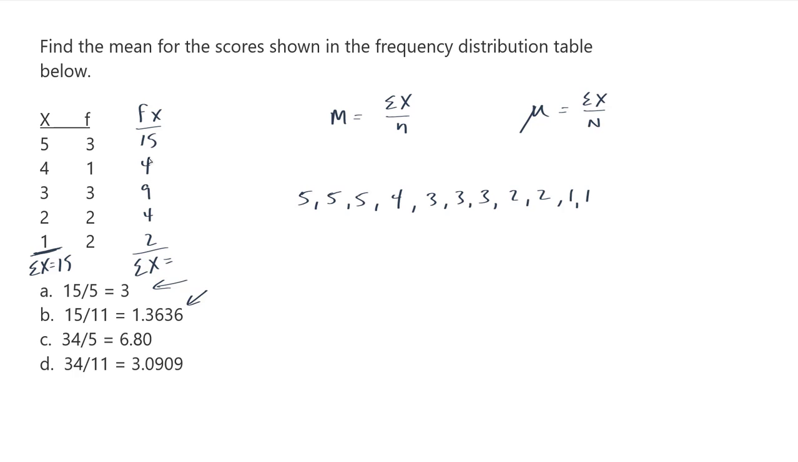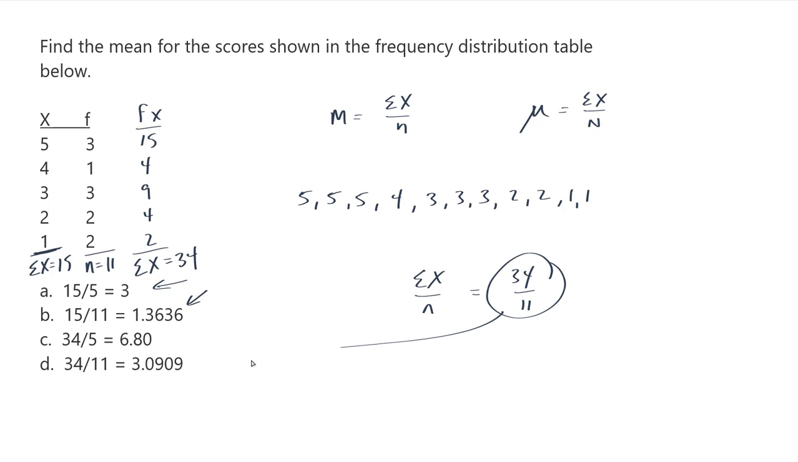15 plus 4 is 19, plus 9 is 28. This brings me to 32, and then to 34. If you add up the frequencies, that's where you get n. So 3 scores plus another score gives me 4 scores so far. Now I'm up to 7 scores, 8, 9 scores, 10, 11 scores. So my total over n would be equal to 34 over 11.